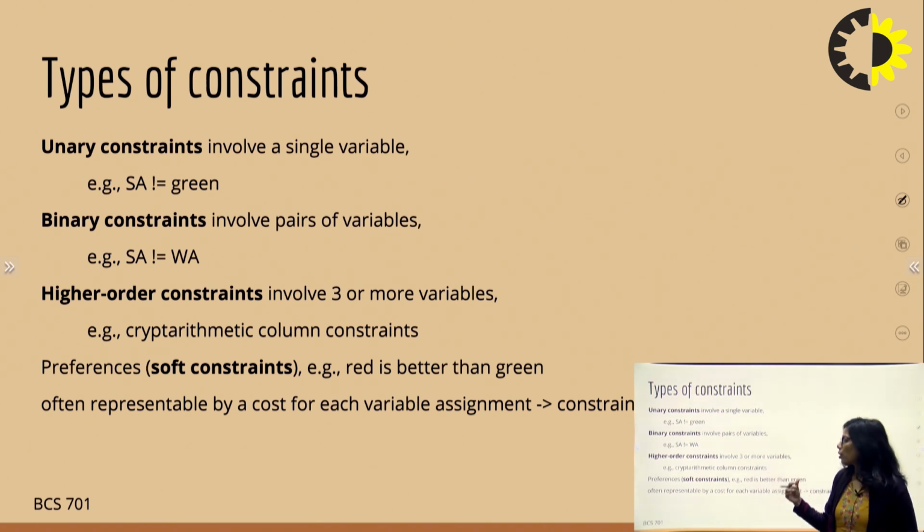Now, what are soft constraints? A soft constraint is a preference. For example, red is better than green. It is not strictly required, but it is more advisable to have it. So that is your soft constraint. It can be violated, but it is not preferred to be violated.